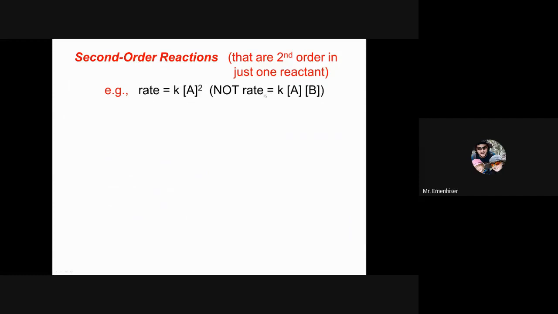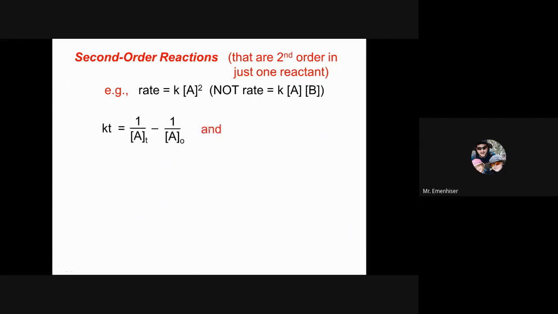And it's not the rate for A times B. It's a squared rate on one reactant, right? That means that if the concentration is doubled, then the rate is squared. So the rate will be quadrupled. Or if the concentration of the reactants were to triple, then the rate would be multiplied by 9 times. Okay, so that's a second order reaction.